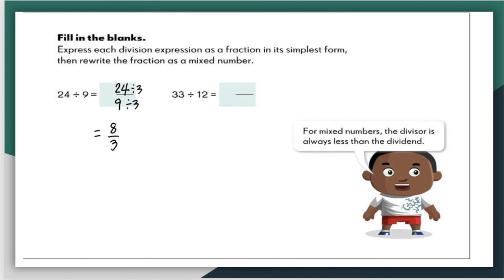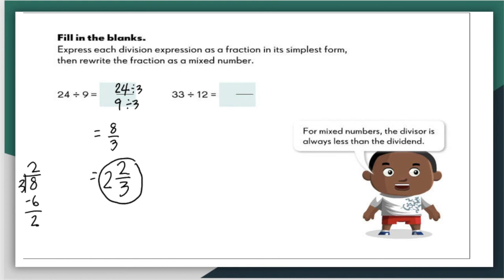Now, since our answer is still an improper fraction, we can convert this into a mixed number using the long division process. So 8 divided by 3 will give us 2 wholes. 2 times 3 is 6. 8 minus 6 is 2. And we have a remainder of 2. So 8 thirds is the same as 2 with a remainder of 2/3, or simply 2 and 2/3.